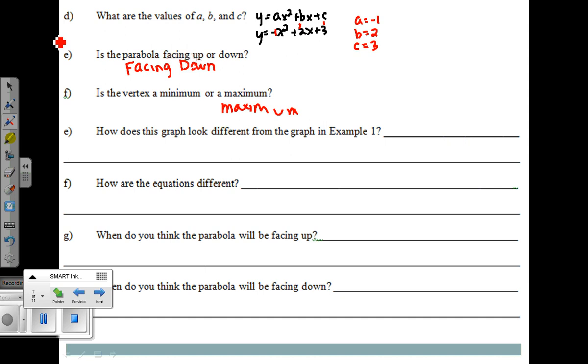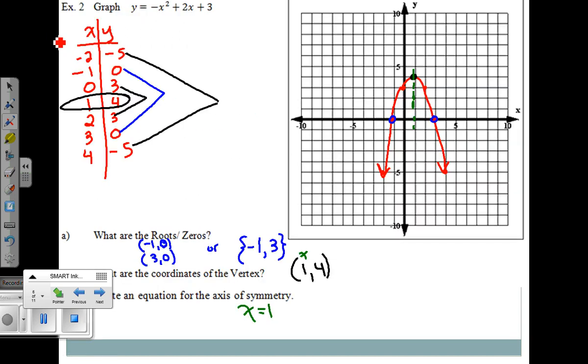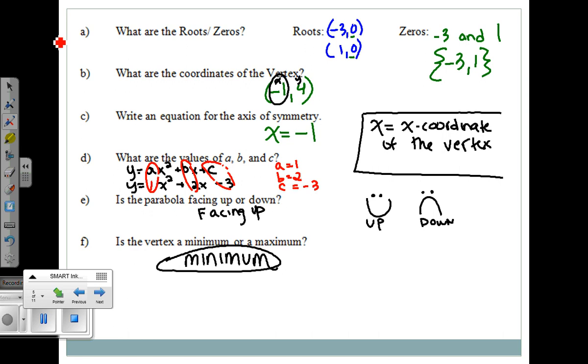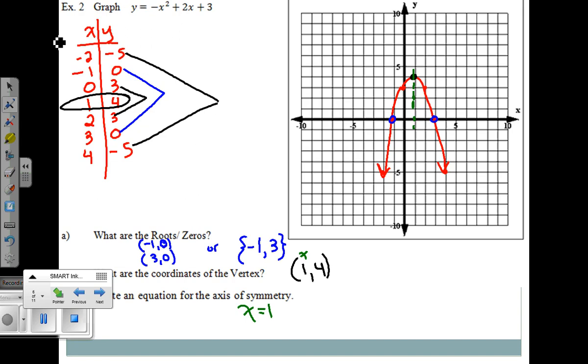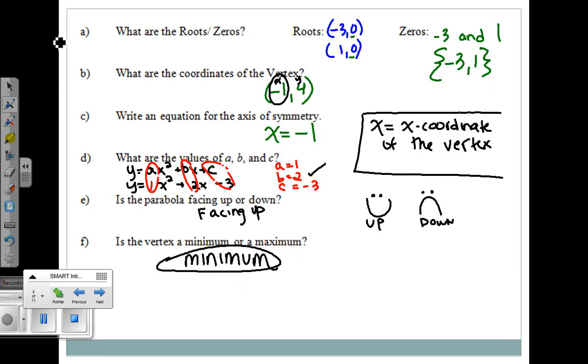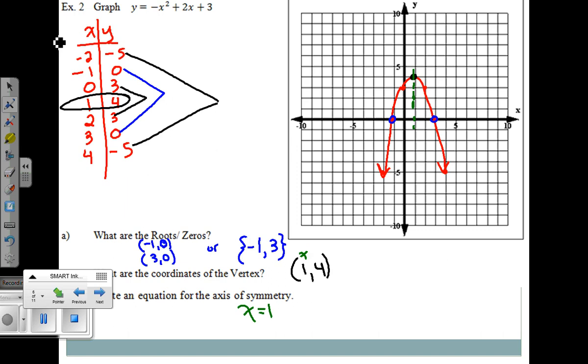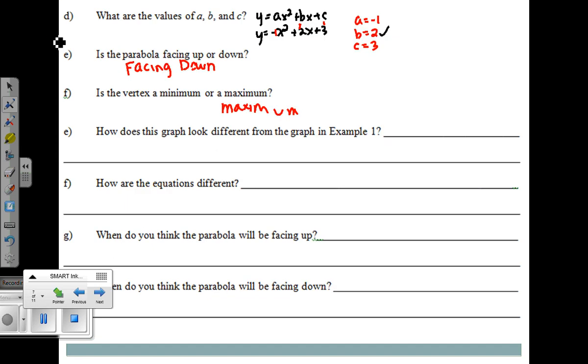Now, the equations are different. Notice how in the first one we did, B equals 2, that's the same. So B equals 2 in both of these. But it looks like A and C are different. There, A was positive 1, C was negative 3, and now we have the other way around with the negatives and positives.